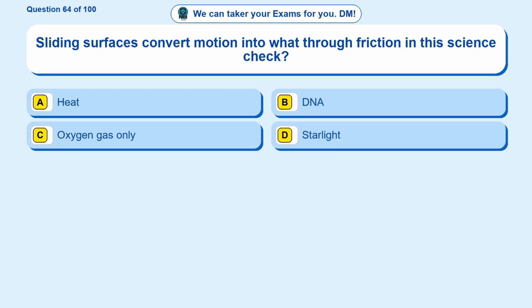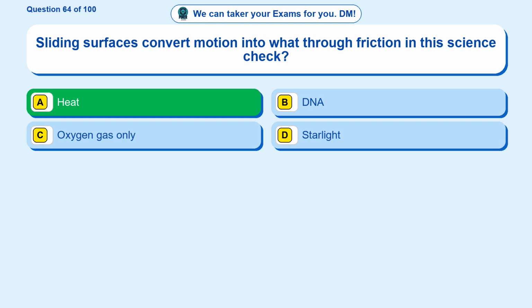Question 64. Sliding surfaces convert motion into what through friction in this science check? Option A, heat. Option B, DNA. Option C, oxygen gas only. Option D, starlight. The correct answer is option A.